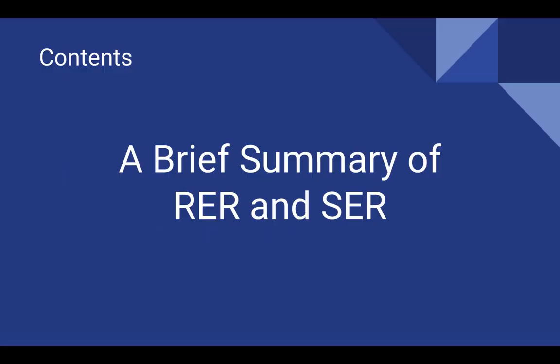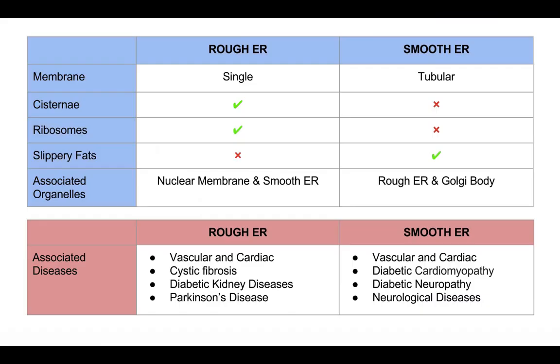On the next slide, we'll briefly summarize the rough and smooth endoplasmic reticulum. Here is the summary table comparing the structure, associated organelles, and diseases of the rough and smooth endoplasmic reticulum. So, the rough ER has a single membrane, and the membrane of the smooth ER is tubular. The rough ER has cisternae and membrane-bound ribosomes, neither of which are present at the smooth ER.